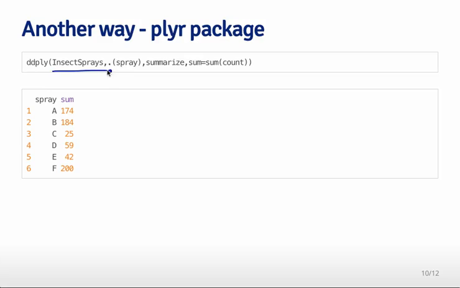We take the insect sprays data set and pass it to the function ddply. Then we say, these are the variables that we'd like to summarize, and you have to use dot and then parentheses so that you don't have to use quotation marks around spray. Then we say we want to summarize this variable, and how do we want to summarize it? We want to provide a sum. So we sum up the count within that spray variable. You get the same sort of process applied, a split, apply, combine process.